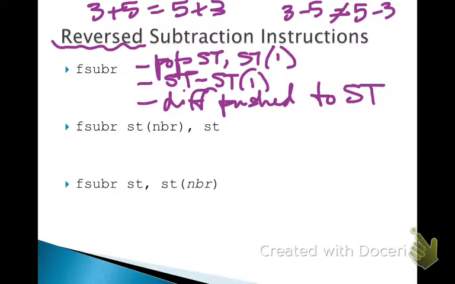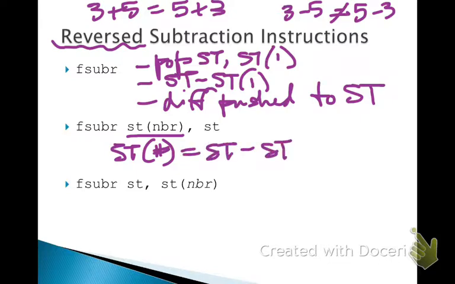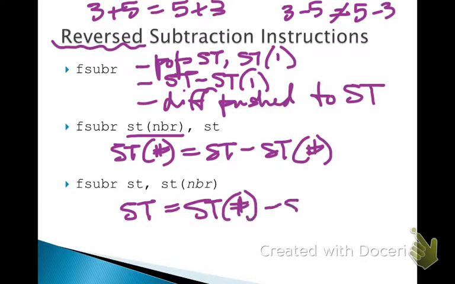Okay, FSUBR. Again, this will reverse these. However, my destination is whatever number I indicate. It won't be stack number minus stack top. It will be instead stack top minus the other register you indicate. In a similar fashion, stack top will equal stack top number minus stack top.